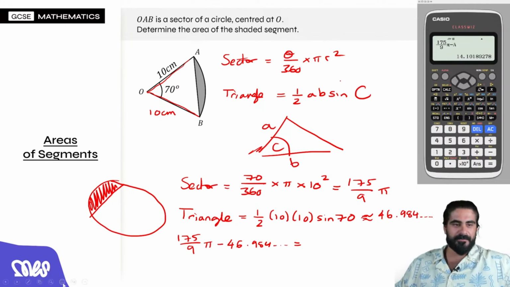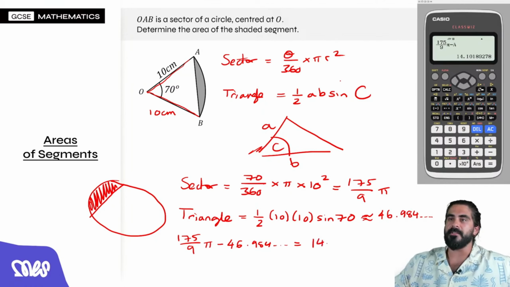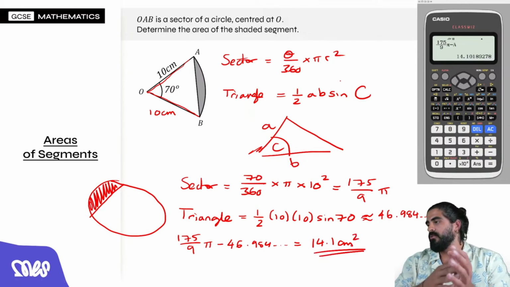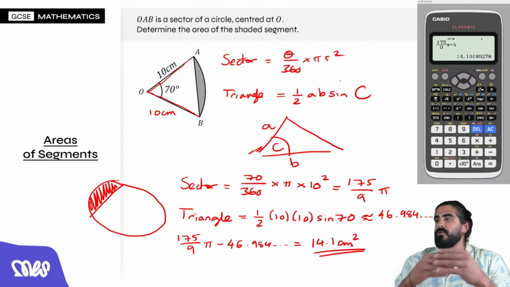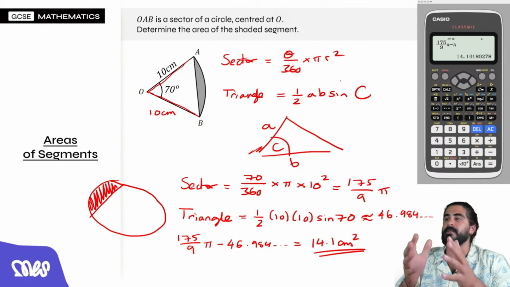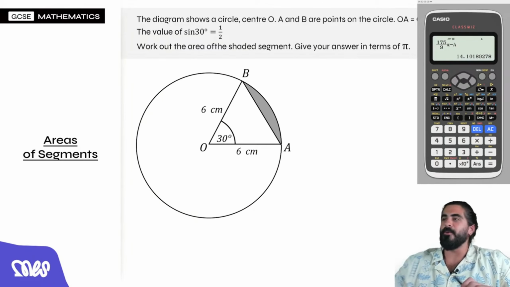So let's write that down. I'm going to say 14.1 rounded, centimeters squared. If in the exam they don't tell you what to round it to, please do 3 significant figures. If you read the front of the exam paper, it always says, if we don't tell you, then round it to 3 significant figures. One more question to do.